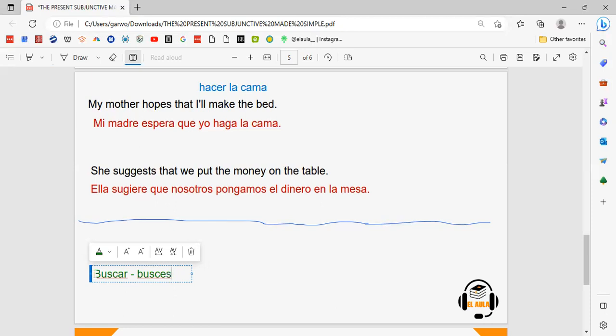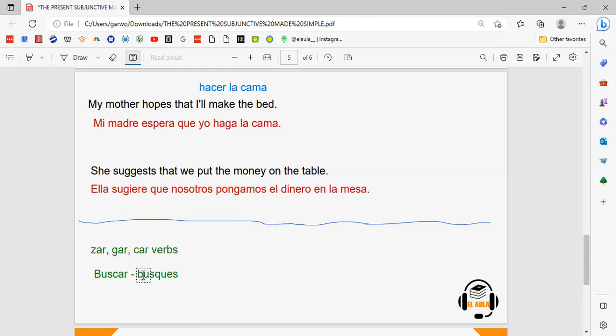Now with this, you would have buses, which is a soft C sound. So because you want to maintain the original sound of the verb, what you're going to do is make a slight insertion, right? You're going to just change that C to QU and continue with your present subjunctive ending. And this is just because of how it would sound. So now we have busques, which gives you that same hard sound as buscar.